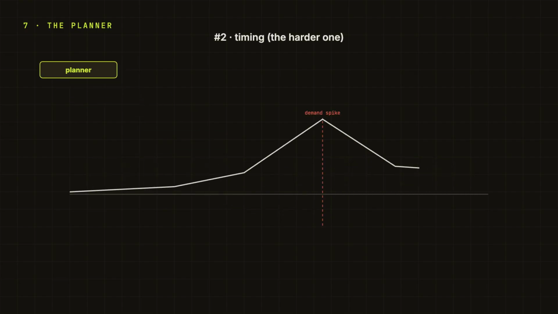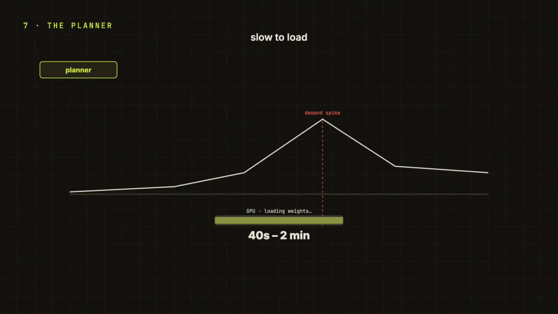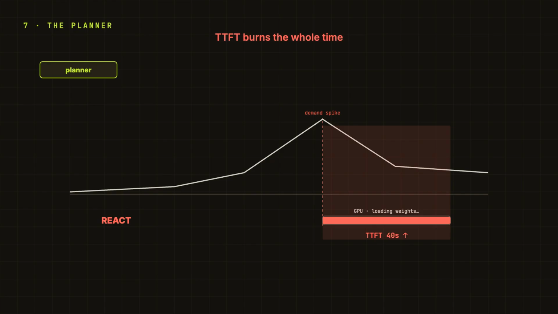And second, and this is the harder one, timing. On a web server, you are overloaded, you start a new instance, a few seconds later it's taking traffic. No drama. But a GPU worker has to load the model weights first, tens of GBs from storage onto the card, and warm everything up. That can take, let's say, 40 seconds to a couple of minutes. So think about what that means if you wait until you are already overloaded to start a new GPU. You have lost. By the time it's ready, the spike has been burning first token times for a full minute.